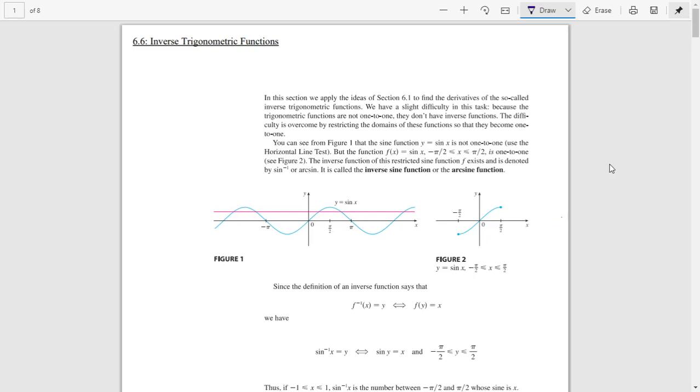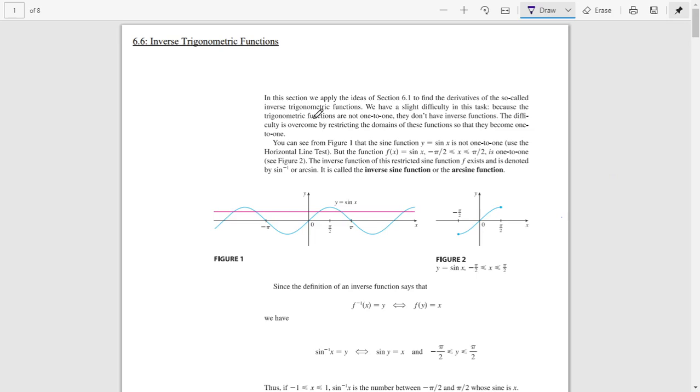In this video, we'll begin section 6.6, which is inverse trigonometric functions. Recall that in 6.1, we introduced inverse functions, but this time around, we are going to apply the same concept that we learned in 6.1 to some specific functions, which will be trigonometric functions. Now, one problem we have with trigonometric functions is that generally they are not one-to-one functions. And we say that if a function is not one-to-one, then its inverse does not exist.